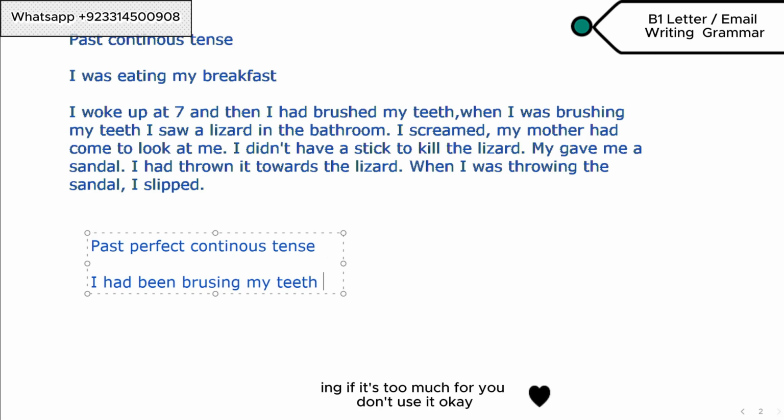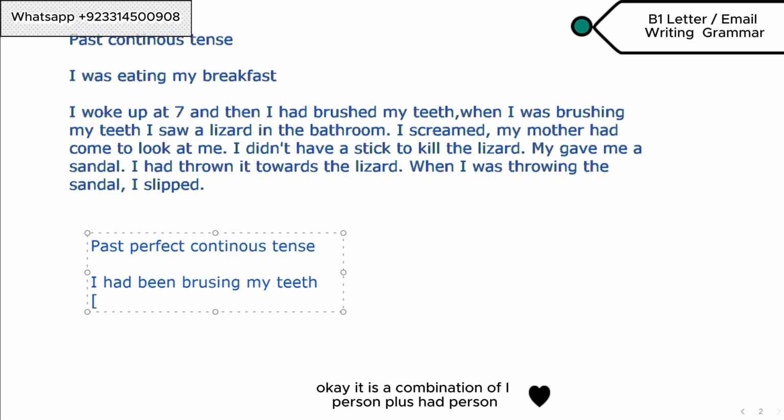If it's too much for you, don't use it, okay? It is a combination of I person plus had. Plus had plus been plus ing. First form of verb plus ing. It's too much for some people. Some people like it, so they can use it.